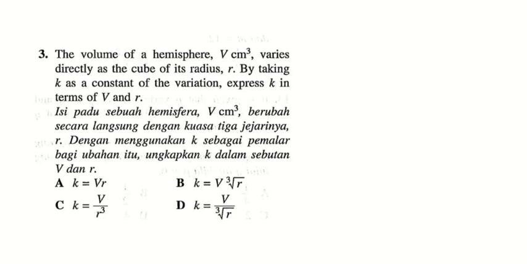The volume of a hemisphere varies directly as the cube of its radius. V equals kr cubed. K equals V over r cubed. C is the answer.